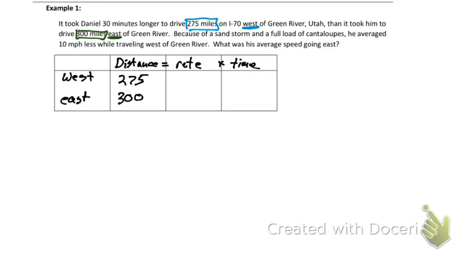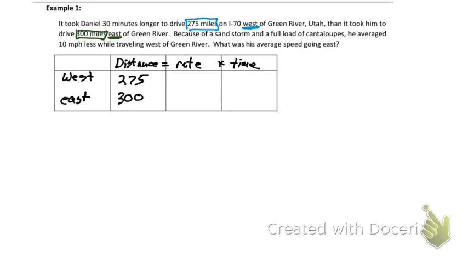All right, then it says that it took Daniel 30 minutes longer to drive 275 miles, so his times are different. Then it took him to drive 300 miles east because of a sandstorm and a full load of cantaloupe. He averaged 10 miles per hour less while traveling west of Green River. So we have two ways to set this one up. We know two different things. We know it took him 30 minutes longer to drive west, and we also know that it took him 10 miles per hour less to travel west.